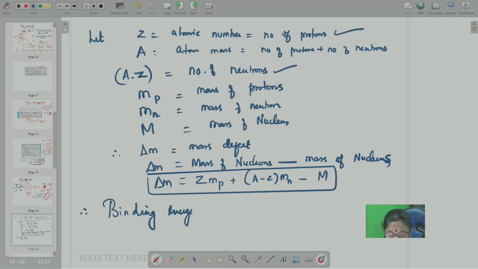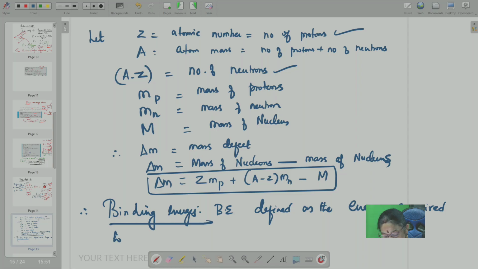Therefore, binding energy. Binding energy is nothing but the energy required to bind up the nucleus. But we won't be knowing that. You break the nucleus and find out the energy, which is equivalent to the energy required to bind up the nucleus. Binding energy is defined as the energy required to dissociate nucleons from the nucleus. You break the nucleons from the nucleus.